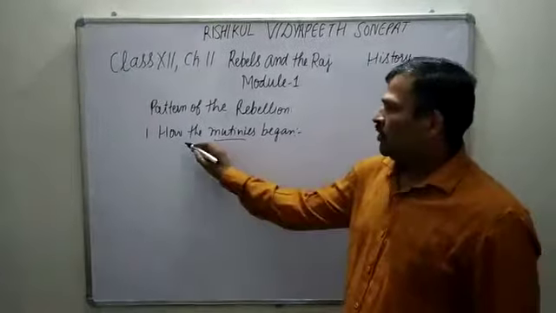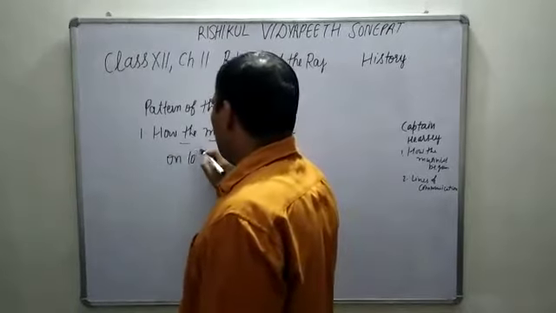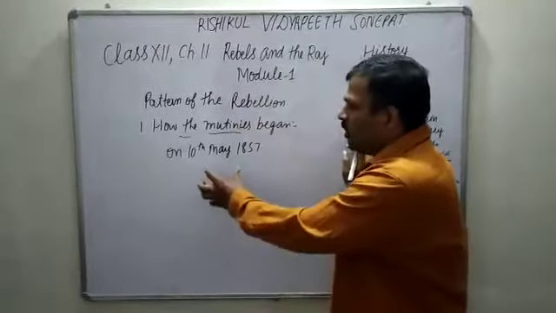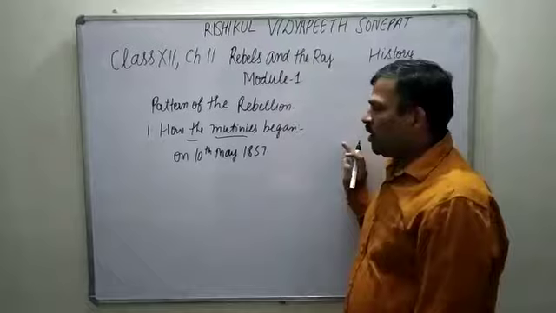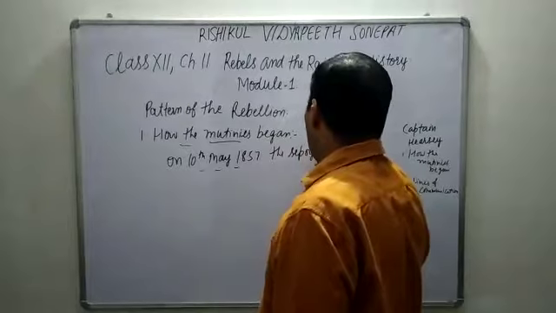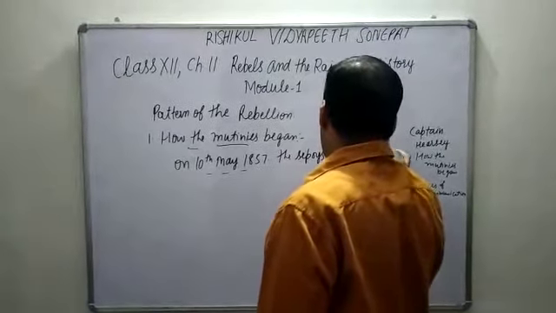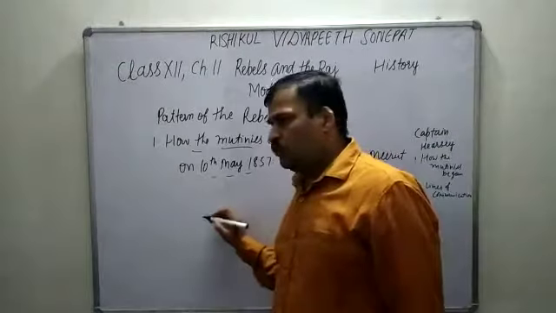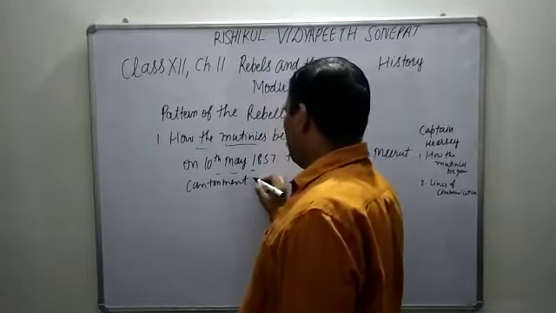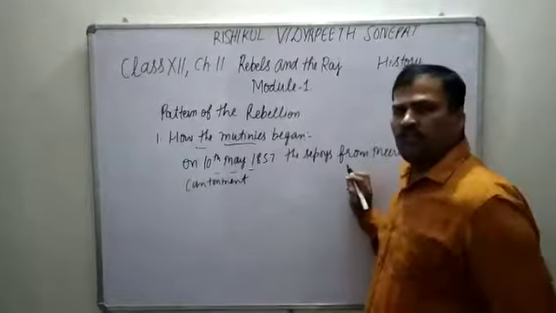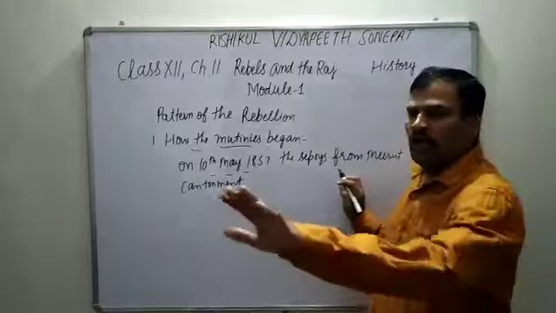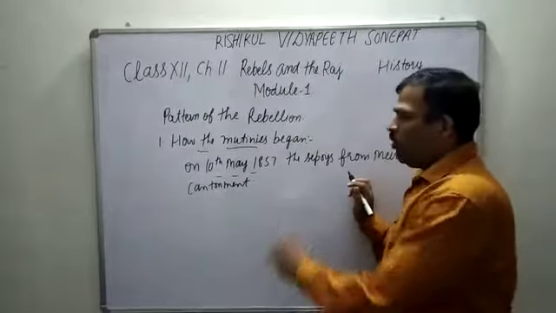Okay. Now, this is on 10th May 1857. This is the date when this revolt started. Okay. In the afternoon, the sepoys from Meerut, a city in Uttar Pradesh, from the Meerut cantonment. Cantonment means where these sepoys, these soldiers or the army, stay for some period or for permanent settlement also. Now, what happened?